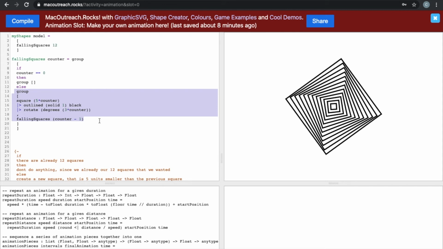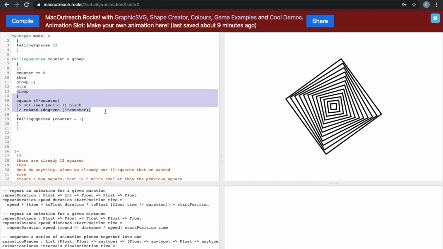But now a second square gets defined. This time it gets defined using fallingSquares, aka this whole thing, but with the input 12 minus 1. In other words, the new counter is 11, not 12. So now counter double equals 0 gets checked. Obviously 11 is not equal to 0, so the else part of the statement gets run again.